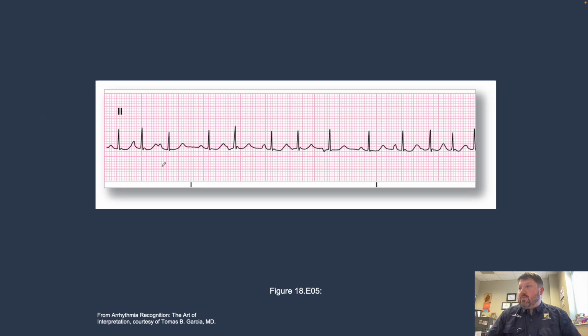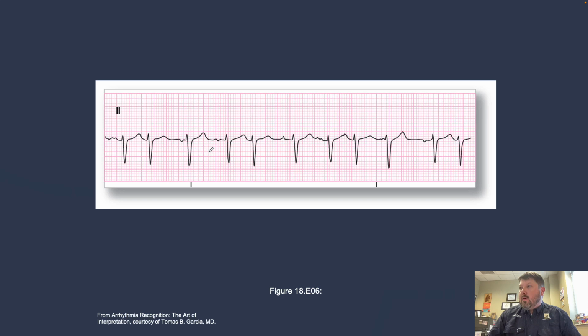So on this one as well, you notice that it's irregularly irregular. And again, this one, I might could see where they say, hey, it confuses it with atrial fibrillation. But again, you've got definitive P waves. You won't have definitive P waves in atrial fibrillation. Again, you've got a rapid rate, and you've got P waves of different origins, and it's irregular. So again, it's multifocal atrial tachycardia.